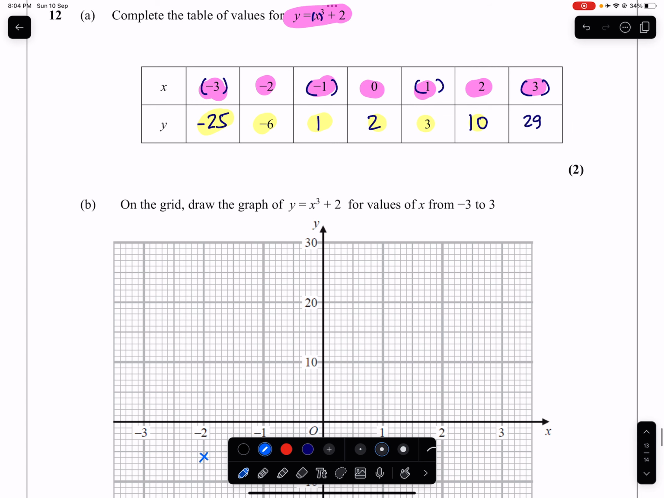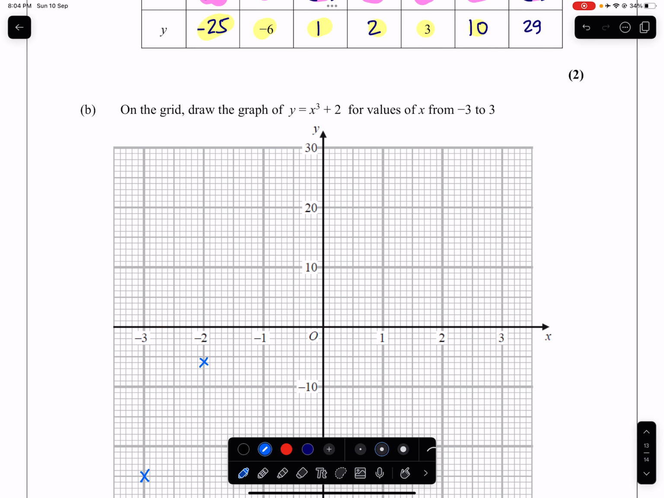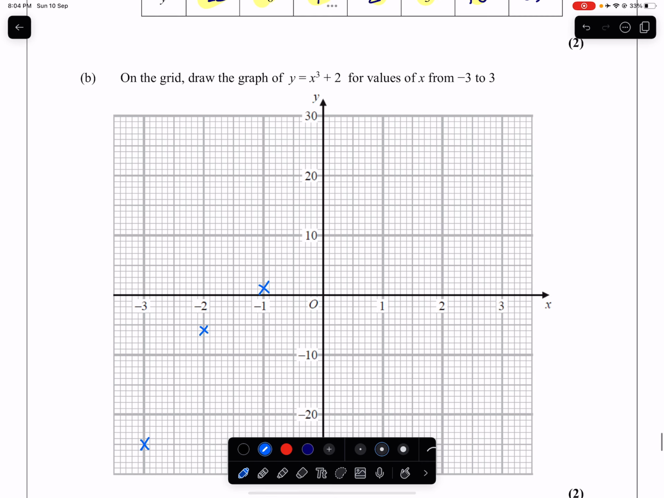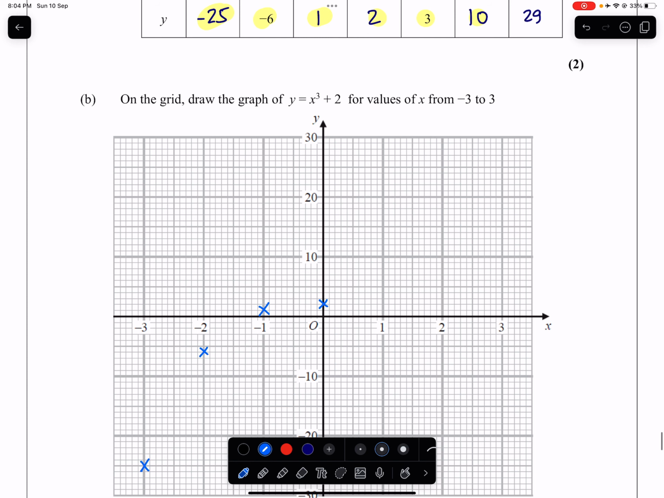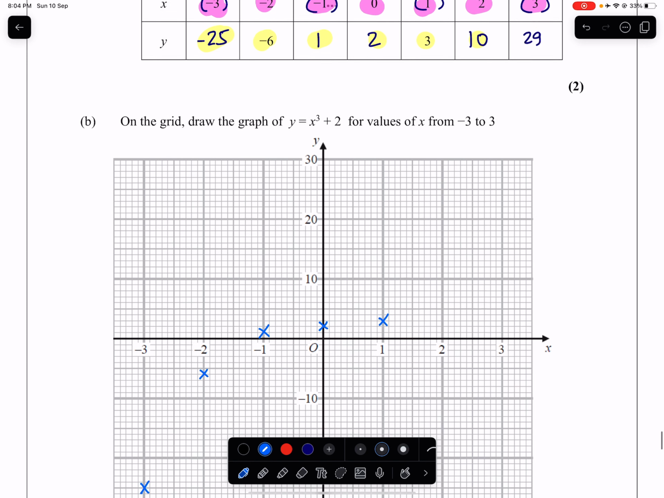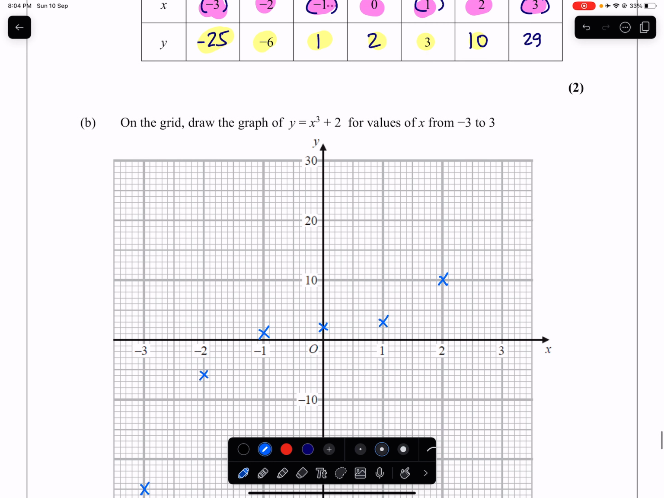So minus 2 comma minus 6. Minus 1 comma 1 should be there. 0 comma 2. 1 comma 3. 2 comma 10. And 3 comma 29, like so.